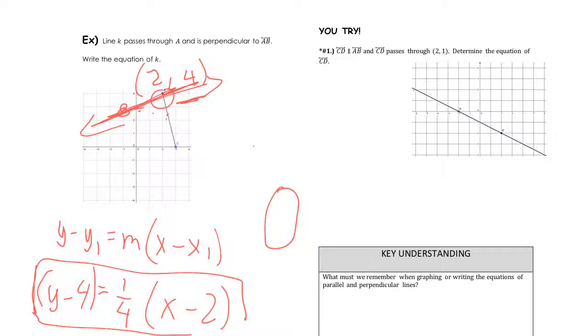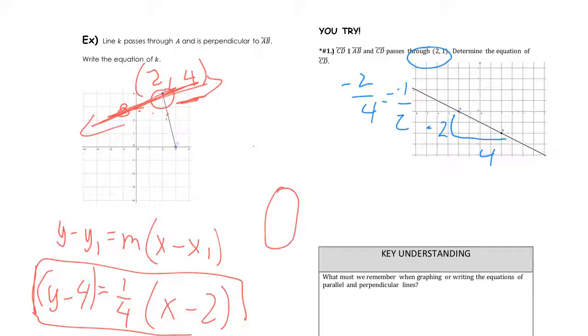I want you to pause the video, try the example on the right, and then once you're done, hit play, and I'll show you the answer. So CD is parallel to AB, and CD passes through this point. Determine the equation of line CD. Well, I see AB here, and if I look at my slope triangle, it's down 1, 2, over 1, 2, 3, 4. So my slope of AB is negative 2 over 4, or if I simplify that, it's a negative 1/2.